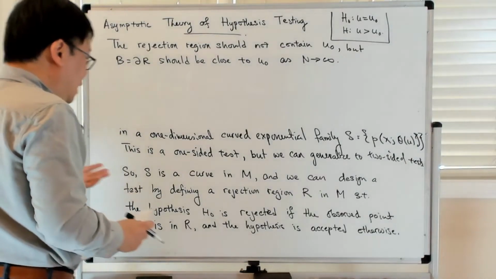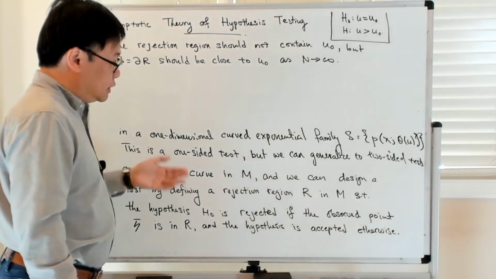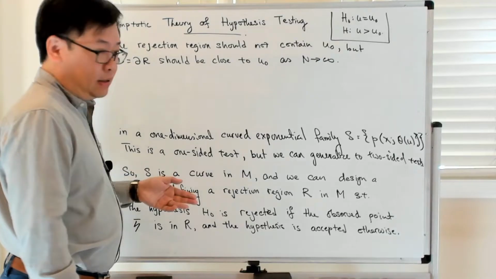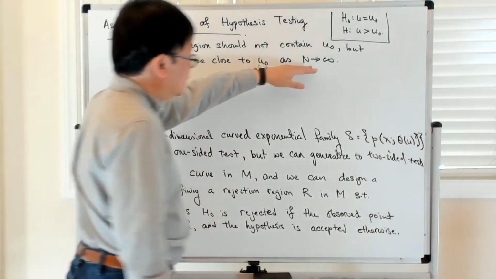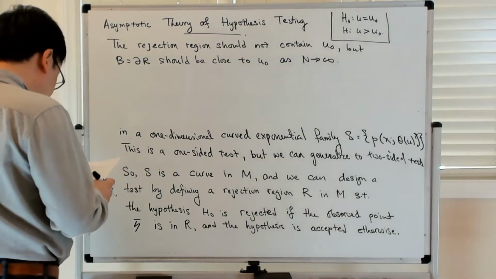And implicit in that is the idea that you're constructing the test based on a consistent estimator, if you will. Because otherwise you won't have that kind of concentration. A consistent, unbiased estimator, for example.